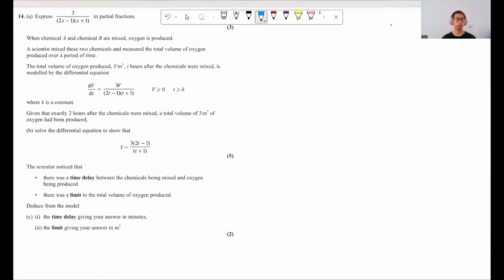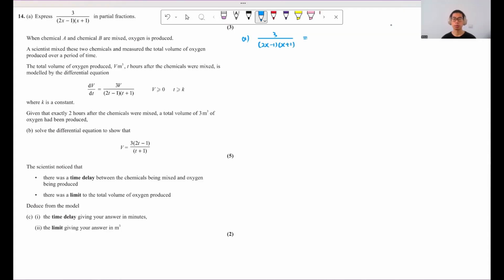Let's have a look at question 14. So part A, just a simple partial fraction question. Let's do that quickly. So 3 over (2x minus 1) times (x plus 1).